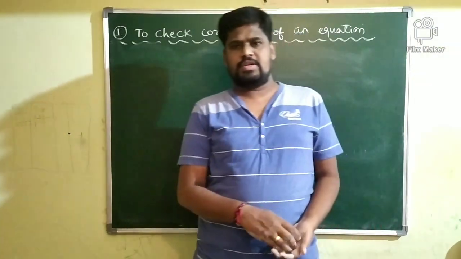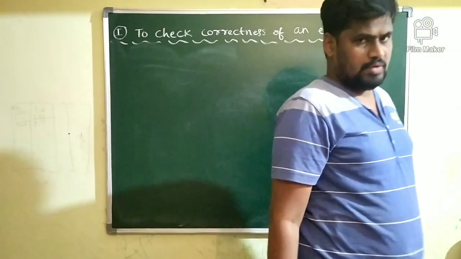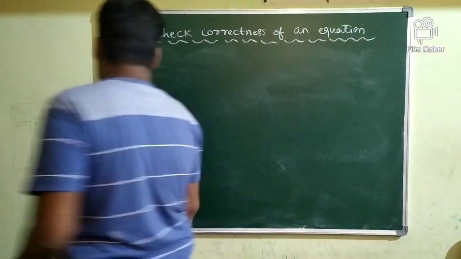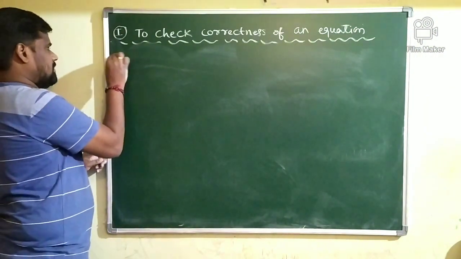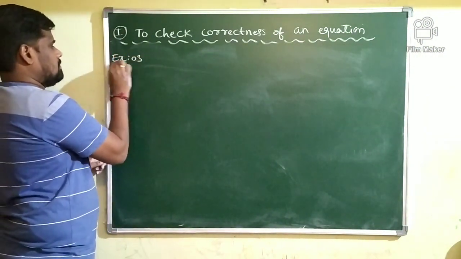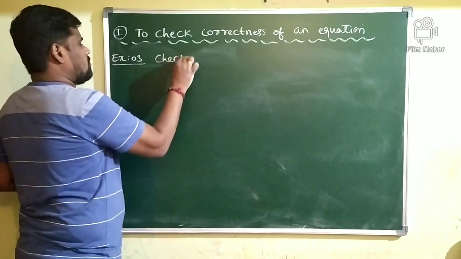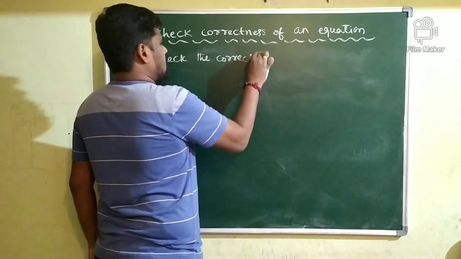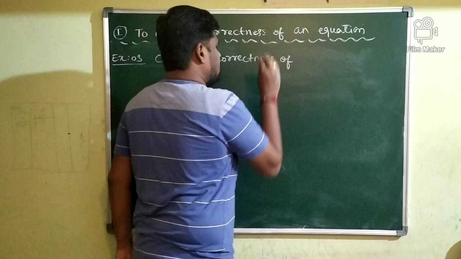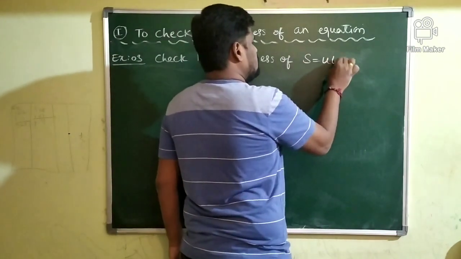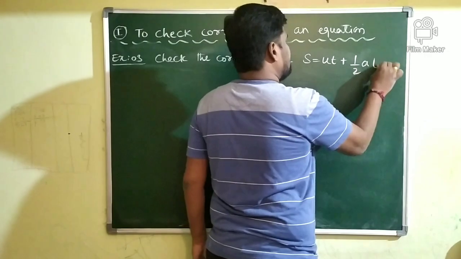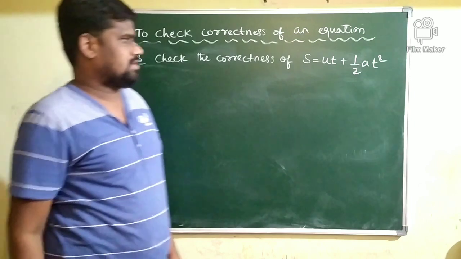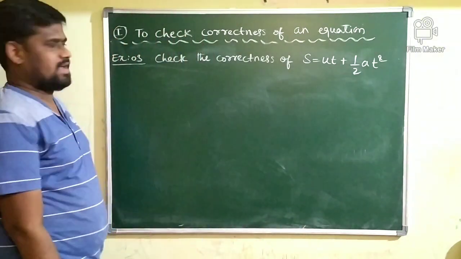Yes, my dear students, we are checking the correctness of a few equations. Let me take the third example here, example number 3. Check the correctness of S is equal to ut plus half at square. We are checking the correctness of the equation S equals ut plus half at square.